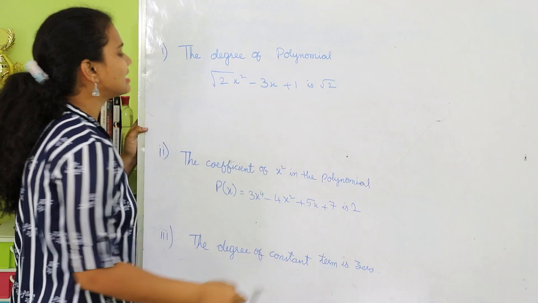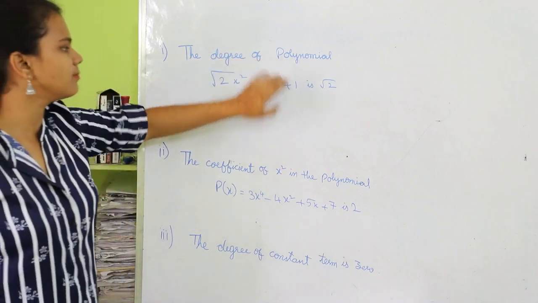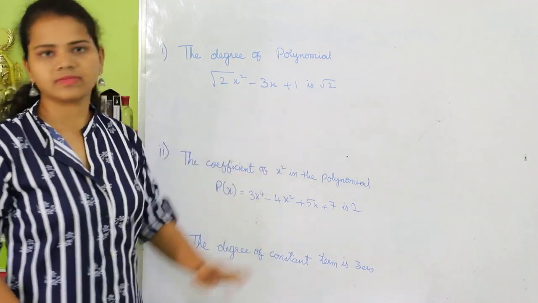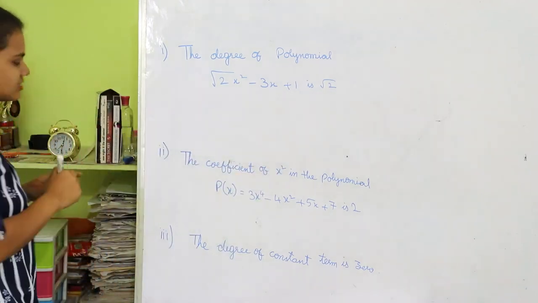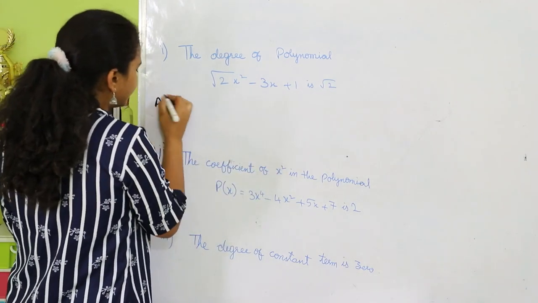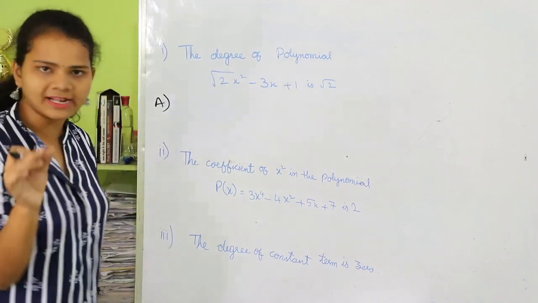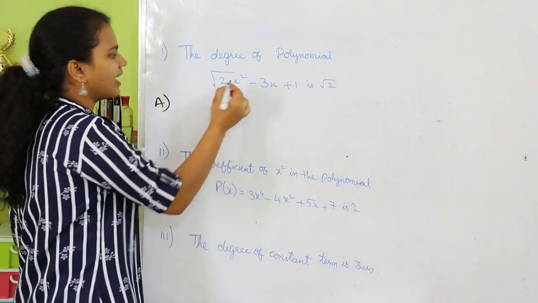So the statement is: the degree of the given polynomial, this is the given polynomial, is root 2. They are asking, so what is the degree, guys? As we have learned, the degree of the given polynomial. So what is the degree? Degree means the highest power in the polynomial, right? The highest power. So here the highest power is what?